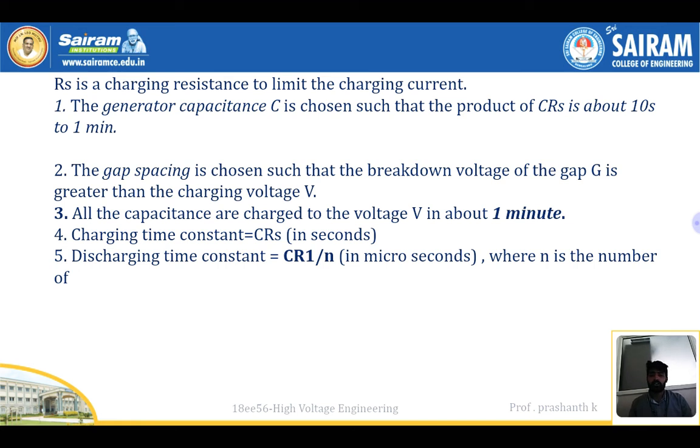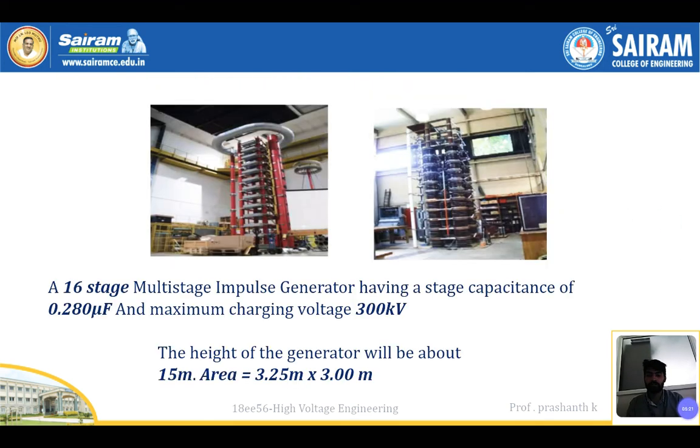All the capacitors are charged to the voltage V in about 1 minute. The charging time constant is C times the series resistance, in seconds. The discharging time constant is C R1 by N, in microseconds, where N is the number of stages.